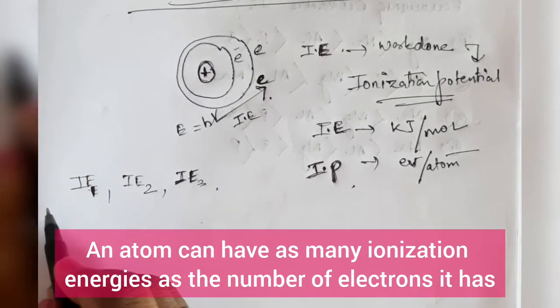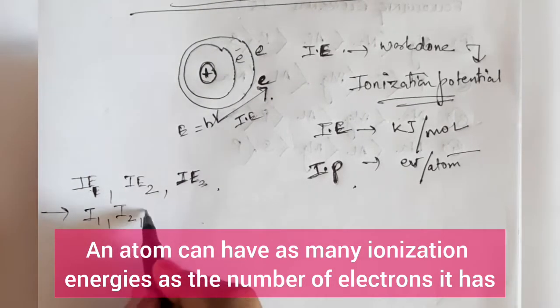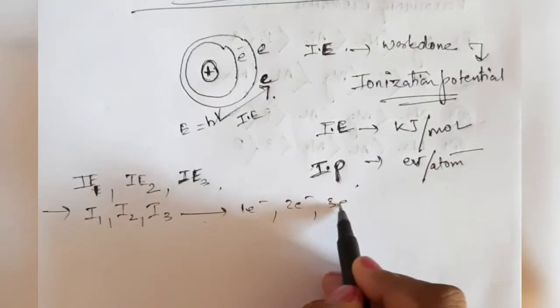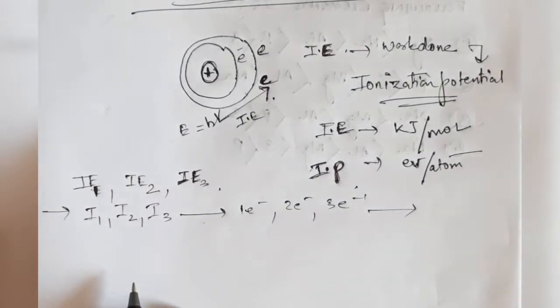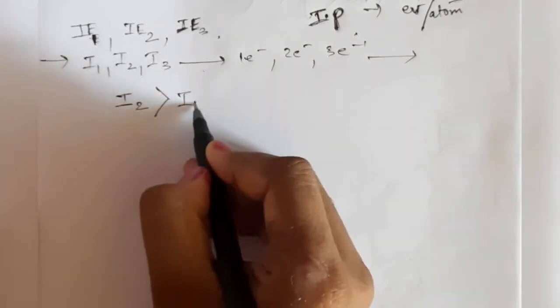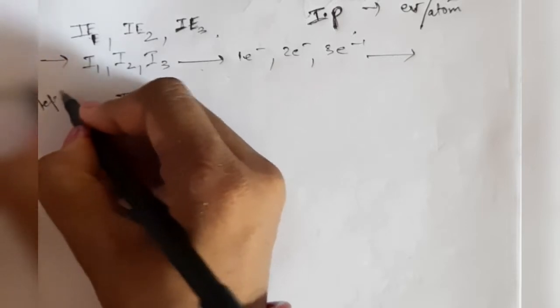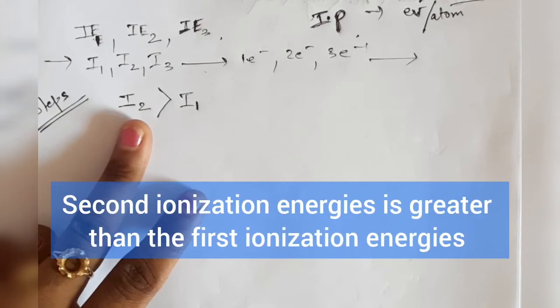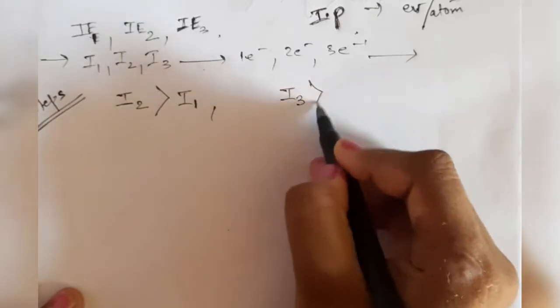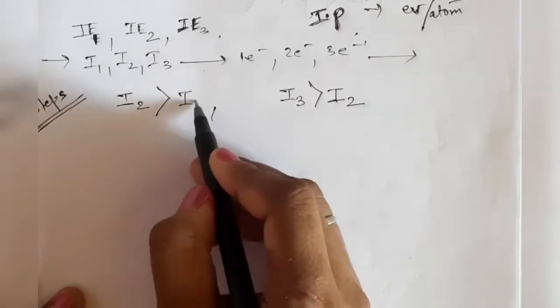It is denoted as I1, I2, I3, and so on, for the first electron, then the second electron and third electron respectively. The value of the second ionization energy is always greater than the first ionization energy. These are the things you have to remember: I2 is always greater than I1, and I3 is greater than I2, and so on. So the first ionization energy will be less.